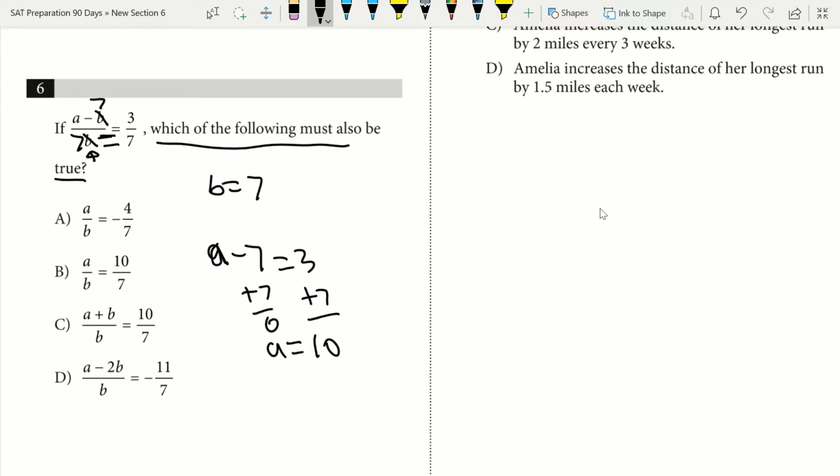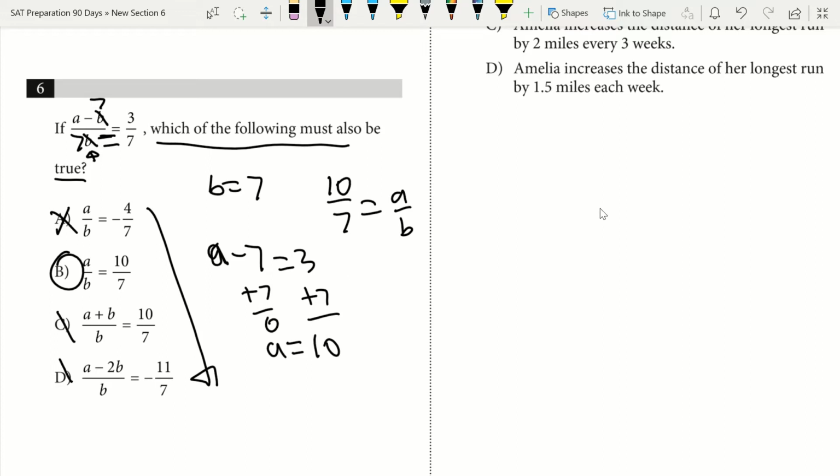So now that I know what a and b are, I can just go through and solve for my correct answer. I'm going to start by looking at a over b. What's a over b equal to? Well, I know my a is 10, and I know my b is 7. Therefore, a over b must equal 10 over 7. I see that A is incorrect, and I see that B is correct. We have that 10 over 7 is equal to a over b. So I know the answer choice for question 6 is going to be B.